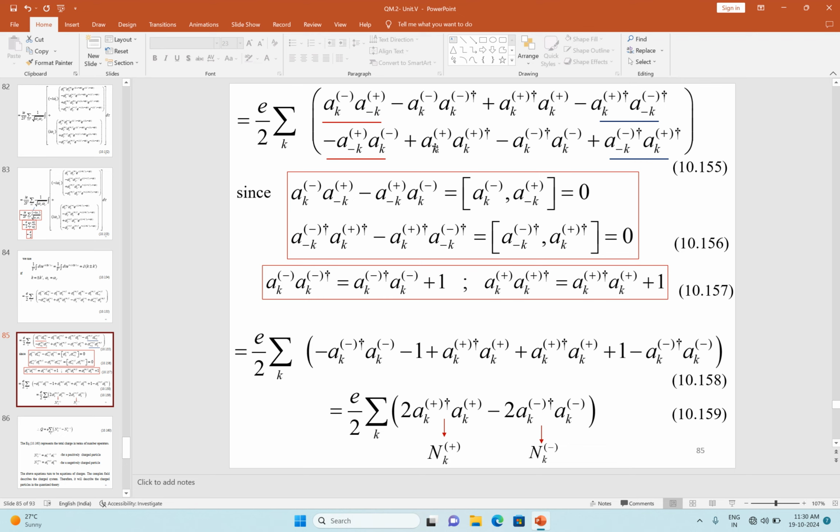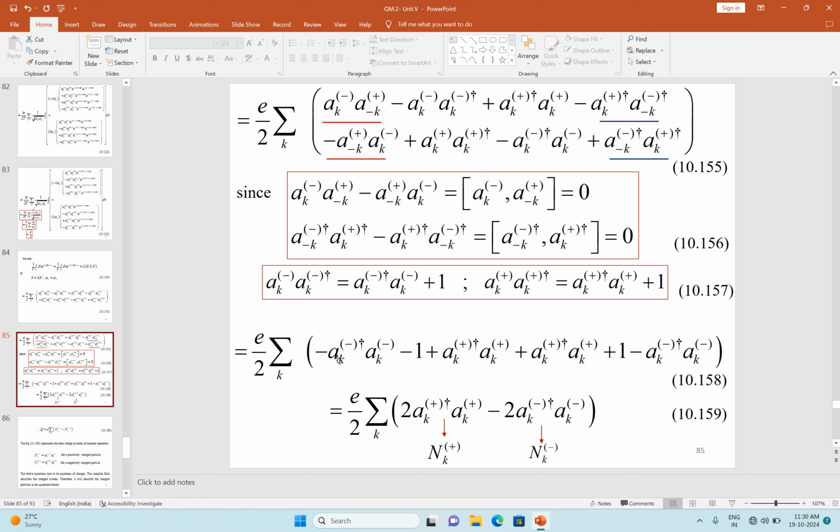Now this term a plus dagger can be written as a plus dagger, a plus 1. See, plus 1 I have written. The last term, I have written as it is, minus ak minus dagger, ak minus. Now minus 1 and plus 1 will get cancelled. And I am going to combine these two terms, and I can write this as 2 times ak plus dagger, ak plus.